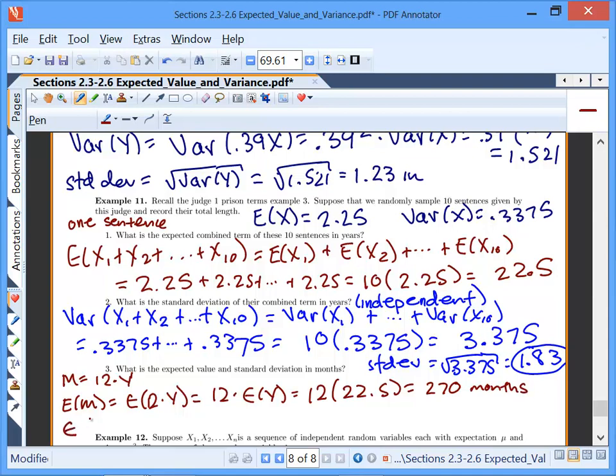And the variance is going to be the variance of 12 times the total years. And what happens to that 12? It has to come out squared. And what is my variance for y? My total variance was 3.375.